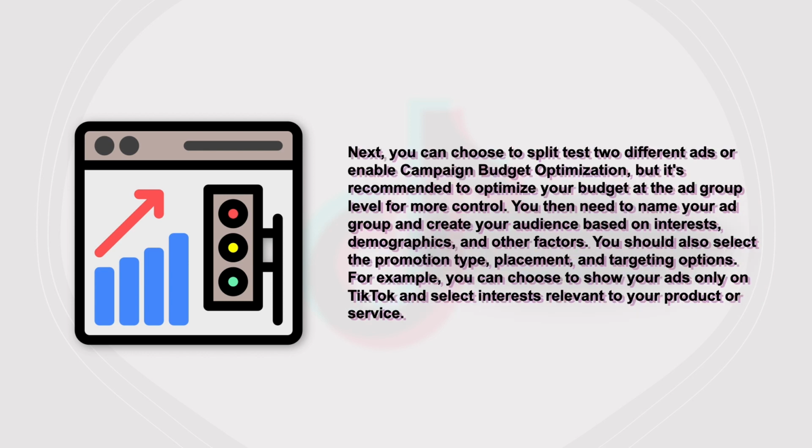Next, you can choose to split test 2 different ads or enable campaign budget optimization, but it's recommended to optimize your budget at the ad group level for more control. You then need to name your ad group and create your audience based on interests, demographics, and other factors. You should also select the promotion type, placement, and targeting options. For example, you can choose to show your ads only on TikTok and select interests relevant to your product or service.